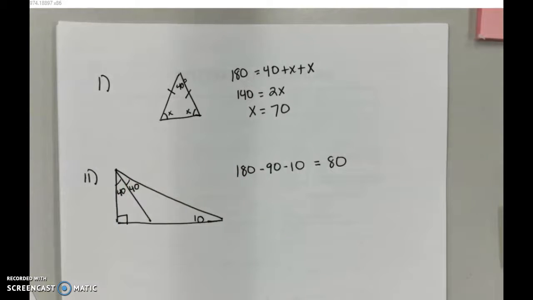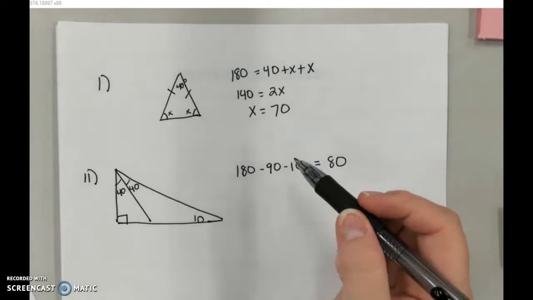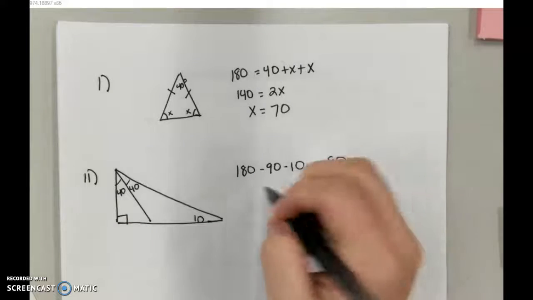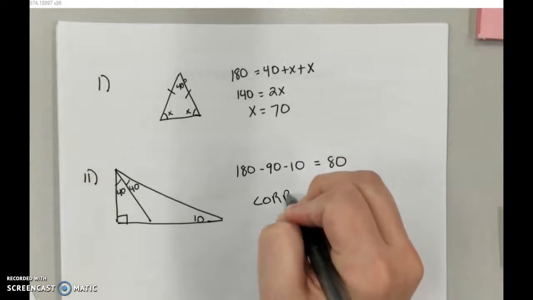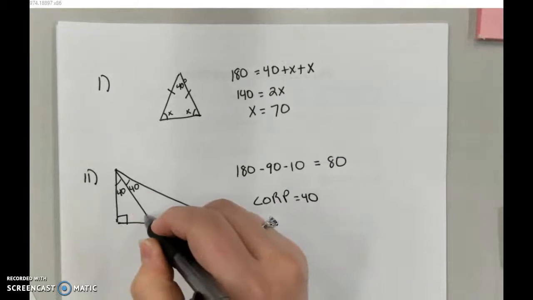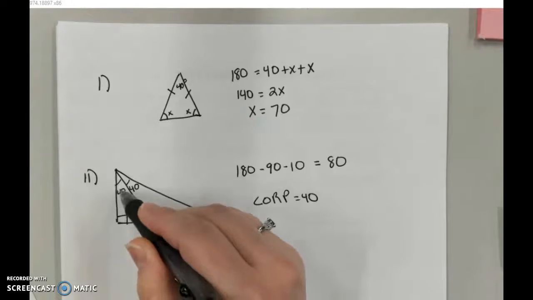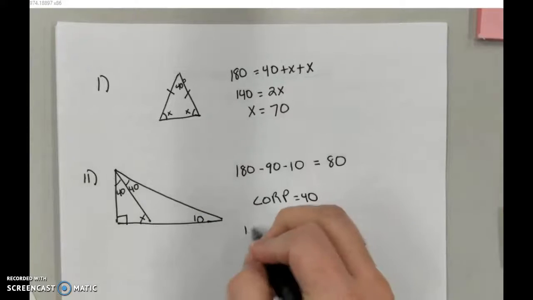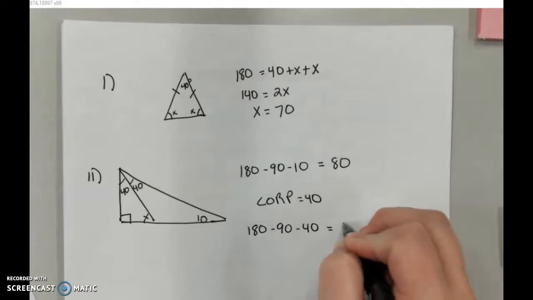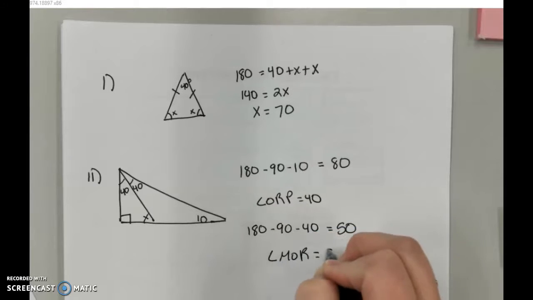And so it asks you to find ORP and MOR. So ORP is this angle here. So angle ORP is 40. And then angle MOR is this angle right here. So again, I've got a triangle here. I know two of the angles. So to find the third one, I just subtract the 90 and the 40, and that gives me 50. So angle MOR is 50.